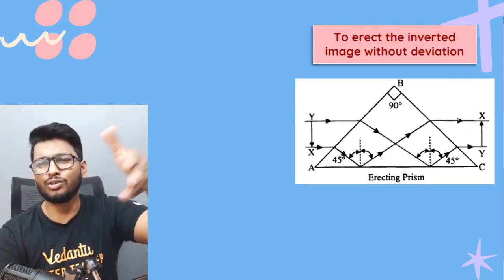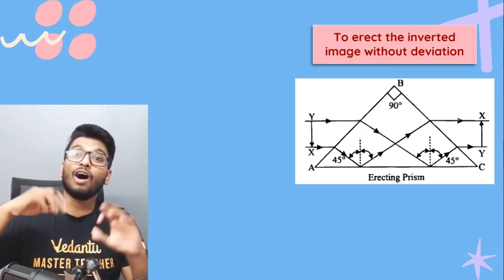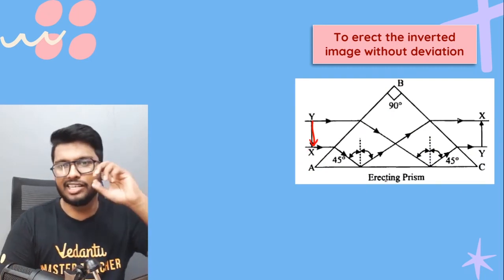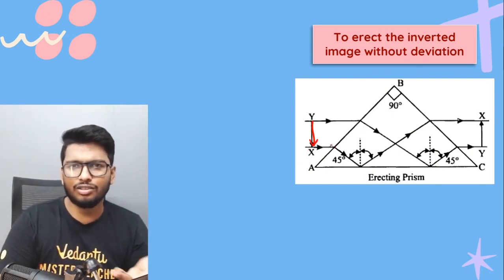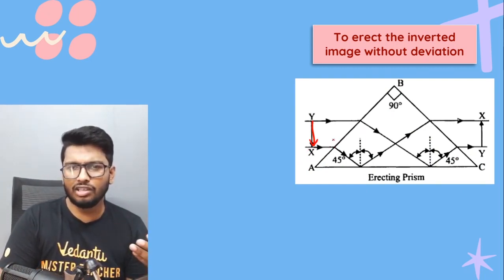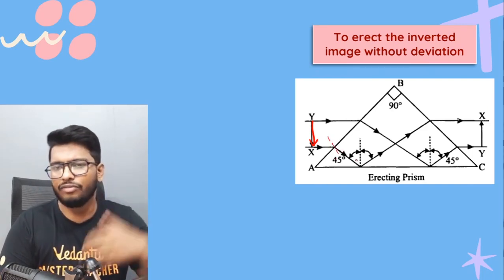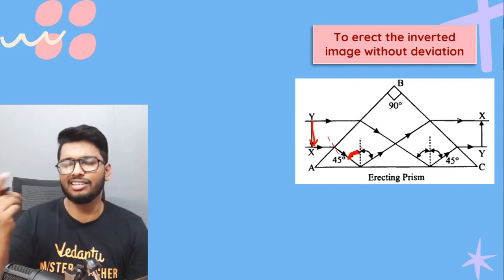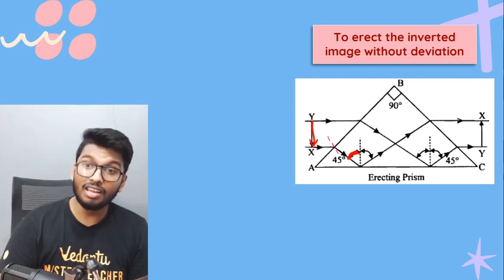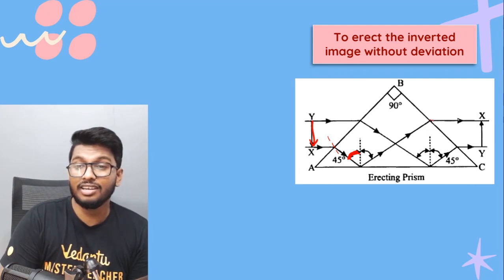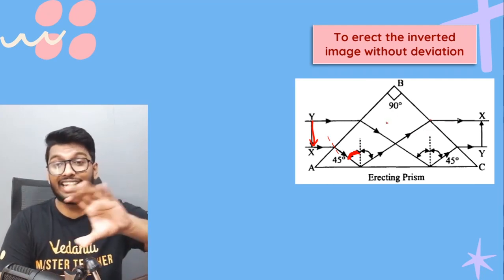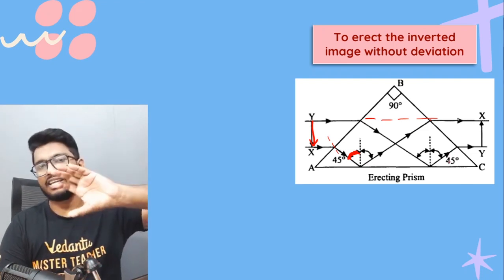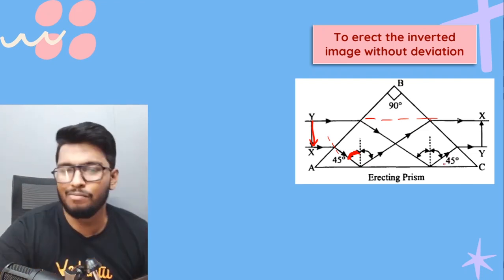And apart from that, it is also used in erecting the image without any deviation. You see this? This is the object right here. It's placed upside down. Again, it's not incident normally, it's incident obliquely, so it will undergo refraction, then multiple total internal reflection, because it's greater than the critical angle, falls incident on the other surface, and then comes out. So here you can see that without any deviation whatsoever, the image is getting inverted. That is another application of the same.